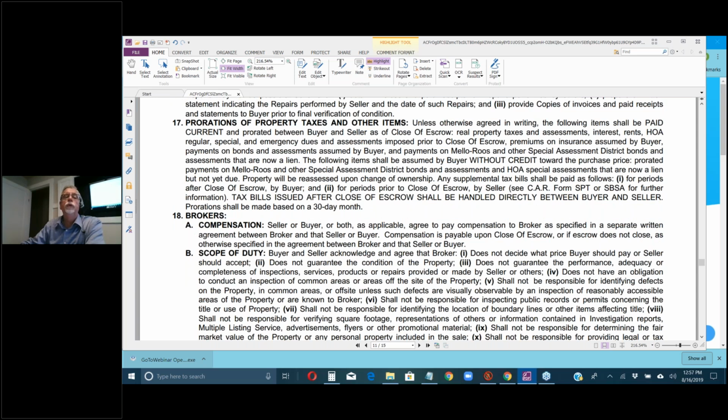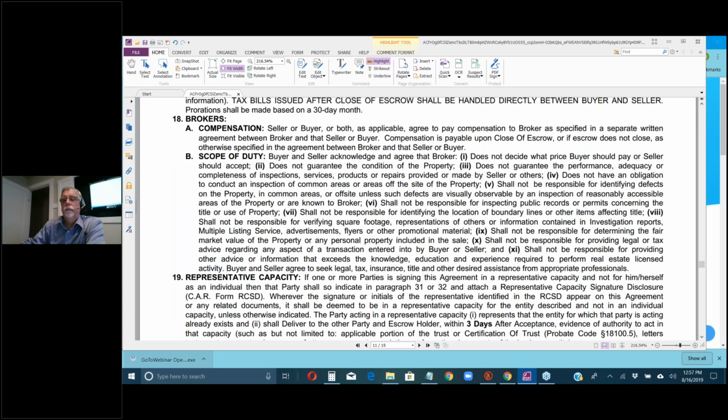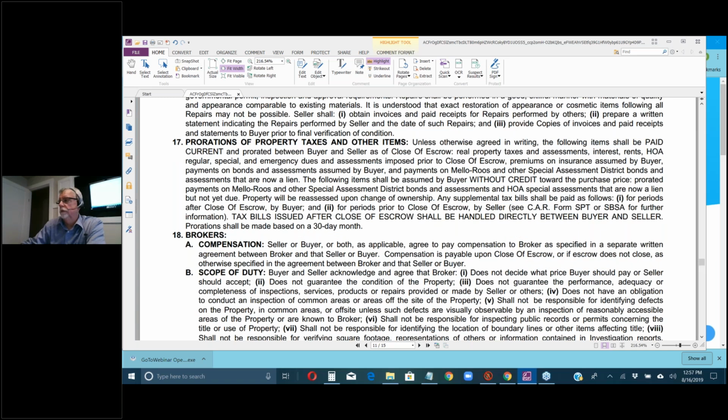Compensation and scope of duty, this broker paragraph, this is something you can read if you have. When you have to do prorations and everything on property tax, who does it? The title company. Escrow company. It's escrow companies. Real estate agents generally do not need to get involved in that.